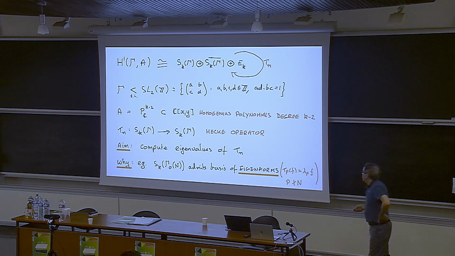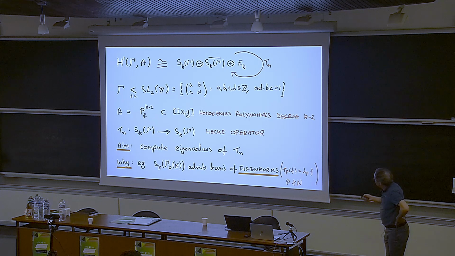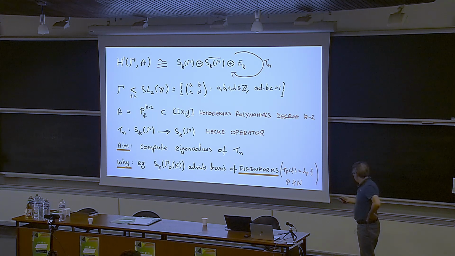And why might you be interested in this? Let me not say too much, but there's a basis of eigenforms for modular forms, and so if you know eigenvalues, you can actually get a basis for this right-hand side. So we won't worry too much about that. I'm going to focus on how on earth you calculate eigenvalues. What is this Hecke operator, and how do you calculate its eigenvalues?